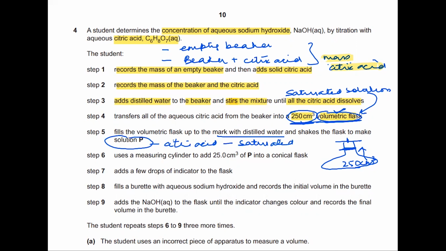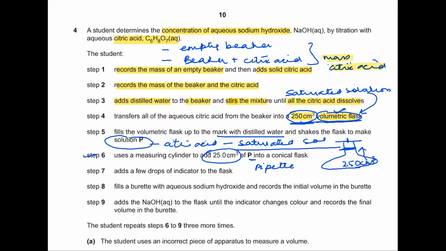Okay. Now, after doing this, in step 6, out of this 250 cm cube saturated solution, he is just going to draw 25 cm cube of it into the conical flask. Now, how is he going to draw it? He is going to pipette it out. He is going to use the apparatus that is the pipette.